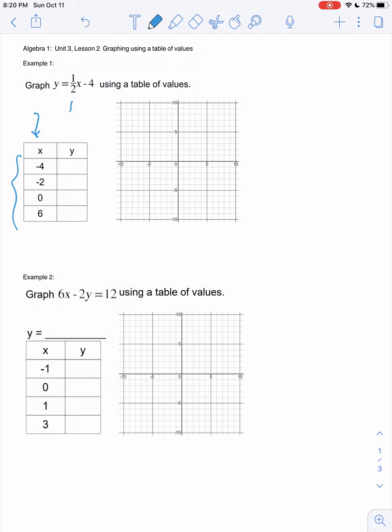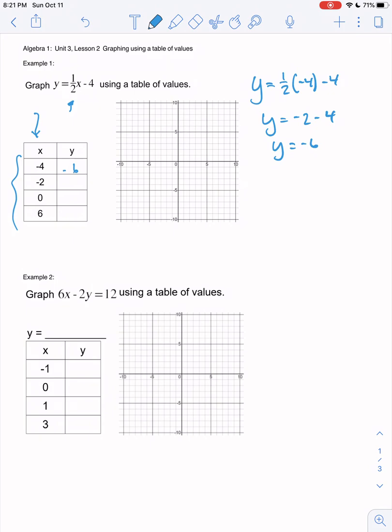I can see that I'm going to take half of x. So I'm going to stick with even numbers so that I don't end up with a decimal. So here's some numbers I chose, -4. So I'm going to replace x with -4. So I say y equals 1/2 times -4 minus 4. So I get y equal half of -4 is -2 minus 4. So in that case, y is going to be -6.